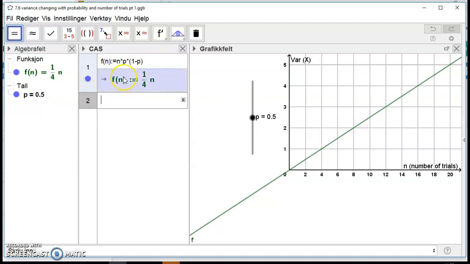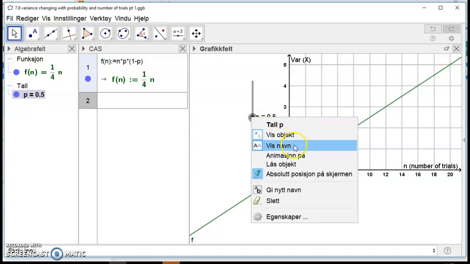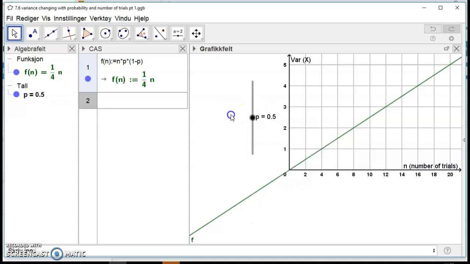GeoGebra translates this as a linear function where you have a number, a coefficient, multiplied with the variable. And predictably enough, that's going to be a straight line. And now we can have a look at what happens when the probability changes. We're going to do that in a minute, but we could notice, first of all, what happens to the variance when the number of trials increases?